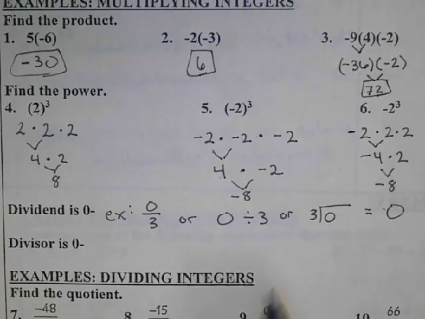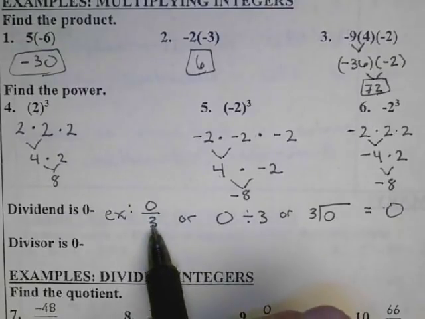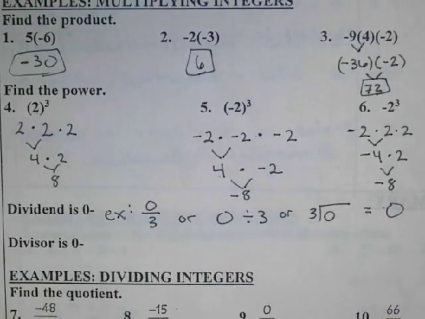And the best way to think of this is I have a pie cut into 3 pieces. And how many pieces of that pie do I have? I have 0 pieces. No pie.